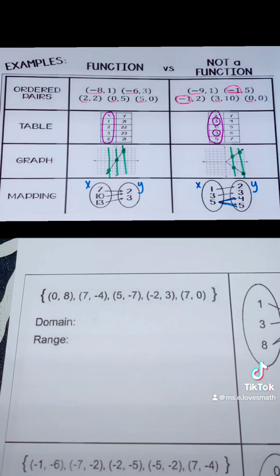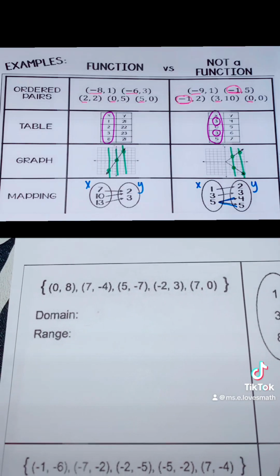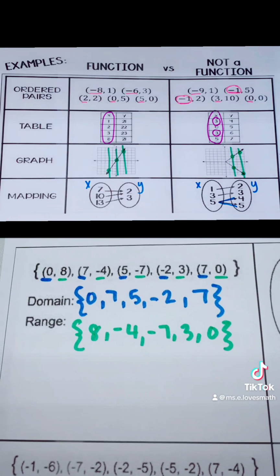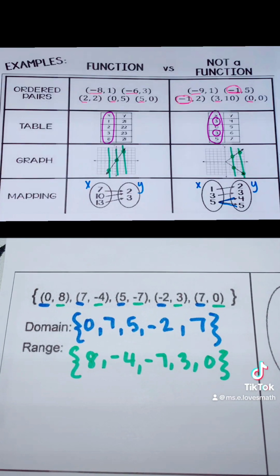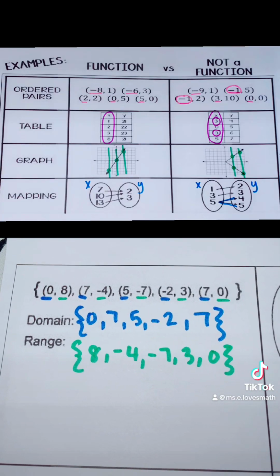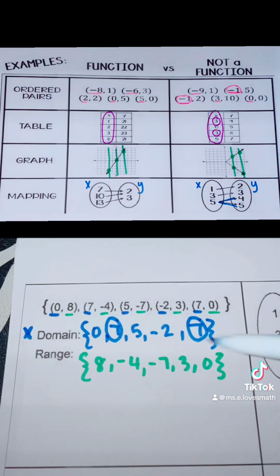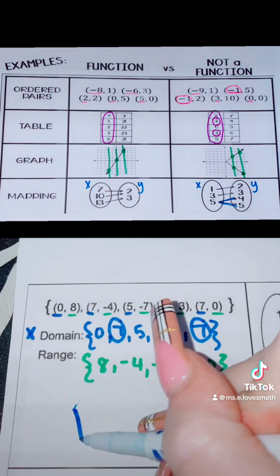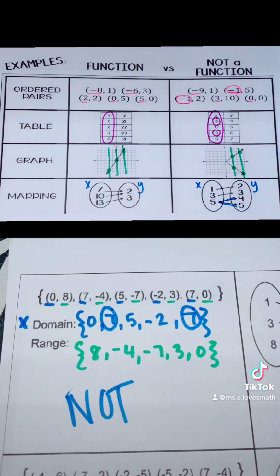Now, using the information we just finished, let's take a look at these ordered pairs. We can list out the domain and range like this to help us. And we need to look at the domain, our x values, and as you can see, we have a repeated value. This is not a function.